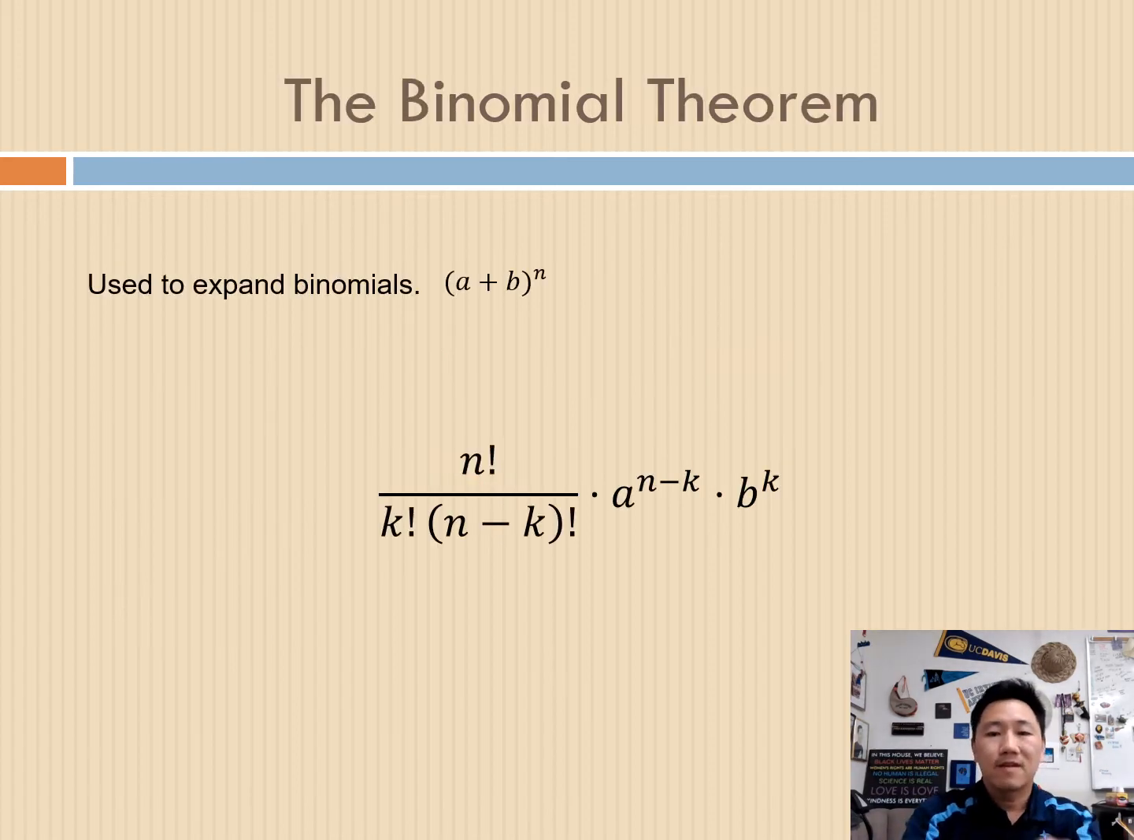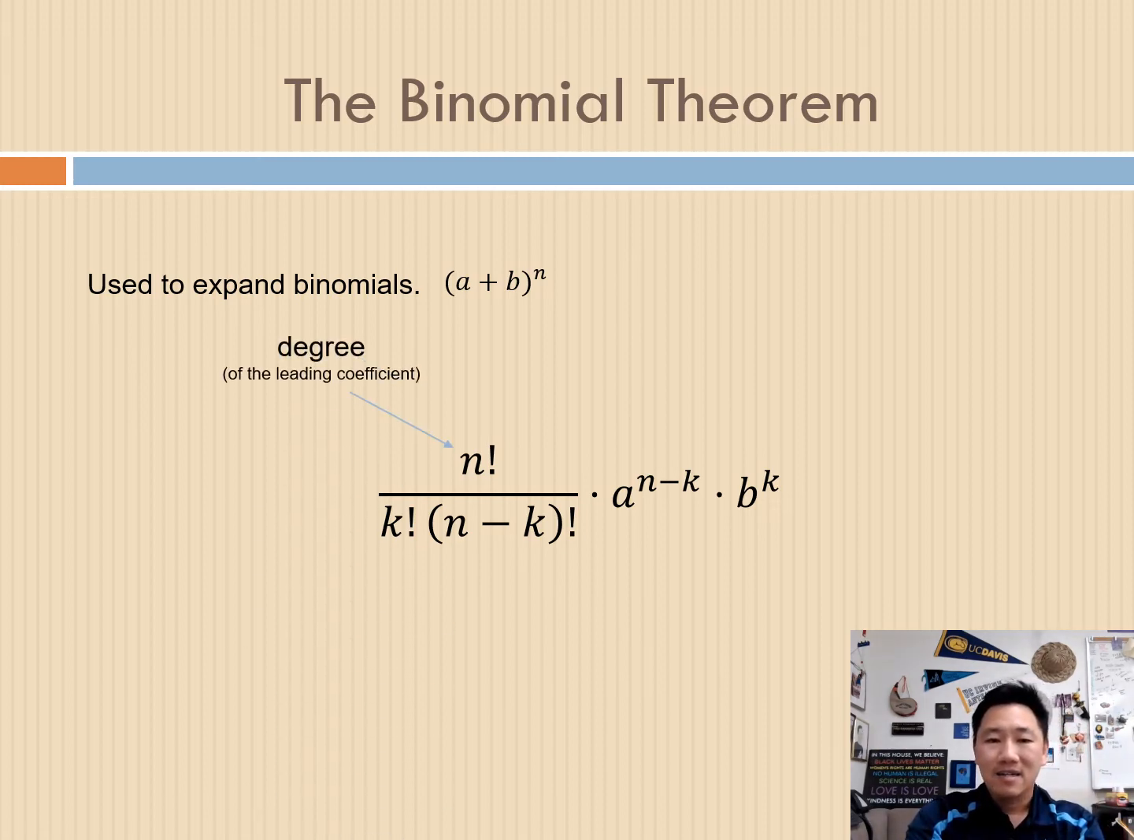All right, here is the binomial theorem. We use it to expand binomials, the a plus b to the n power. So we already did this with Pascal's triangle, with that triangle, and you find the coefficients. But this is another way to do it without having a triangle, so you don't have to fill out everything in the triangle to find the coefficients. We have this complicated formula. It looks complicated, but it's actually very easy to use.